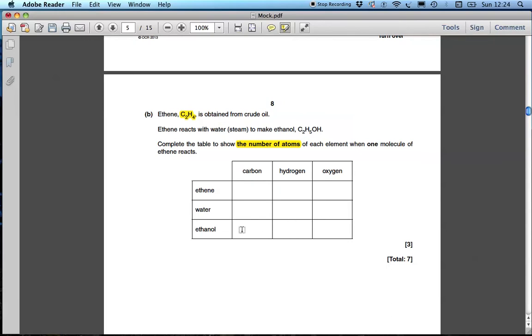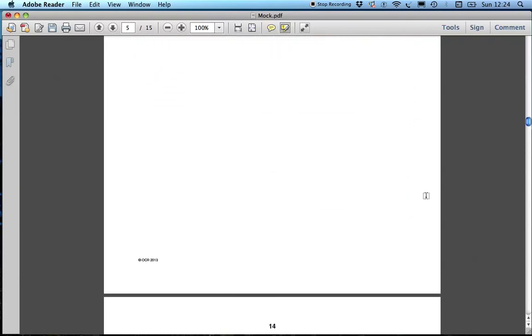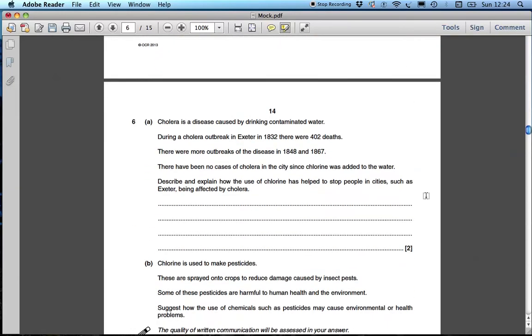And then in ethanol, how many carbons? Well, I have 2 carbons, C2. How many hydrogens? Well, I have 5 hydrogens here, but don't forget I've also got 1 there, so that makes a total of 6. And then I have 1 oxygen. So the last case was 2, 6, 1. That's a really common type of question, especially for 3 marks. You should have really been able to do that one without too much difficulty.